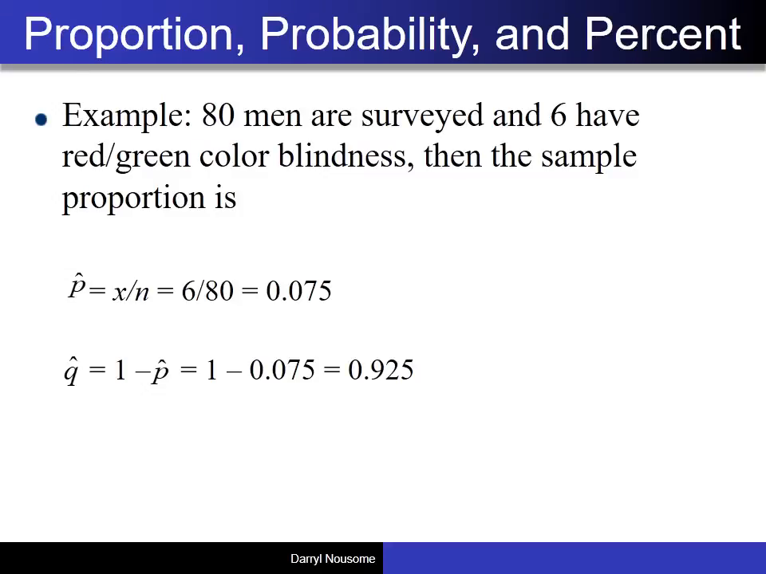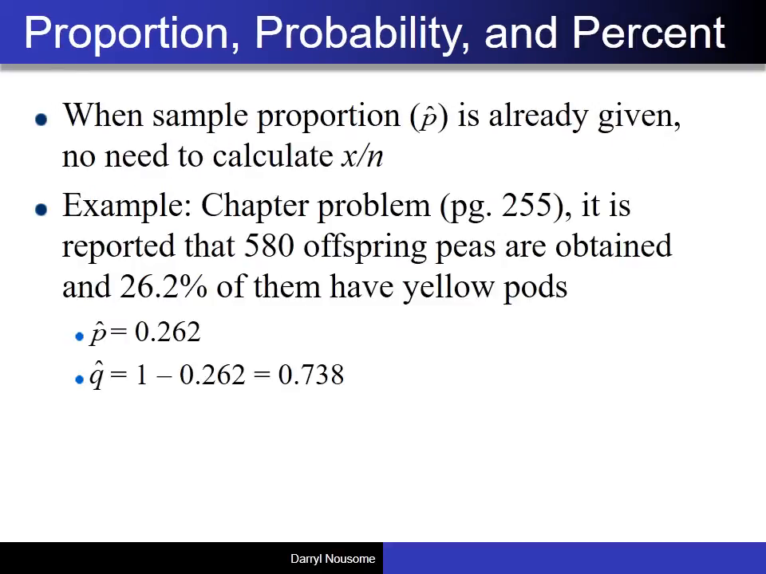Let's be a little bit more specific and use the notation that we're given. When we're given the sample proportion p hat, we don't need to calculate x over n. An example: we are told in this chapter problem that 580 peas are obtained and 26.2% of them have yellow pods. This is given to you as a percentage, which I'm asking you to convert to a proportion or probability, but that's already expressed for you in terms of p hat. So it's 0.262, and q is just 1 minus that value, so 73.8%.